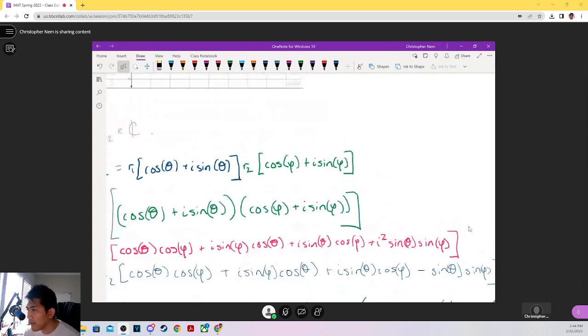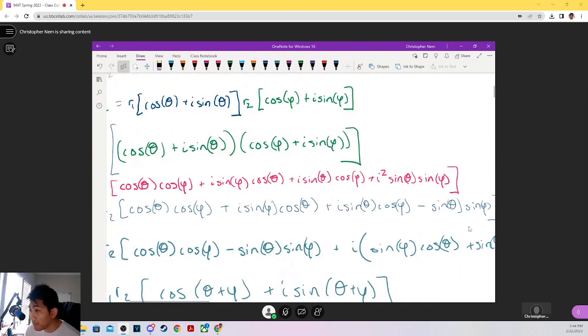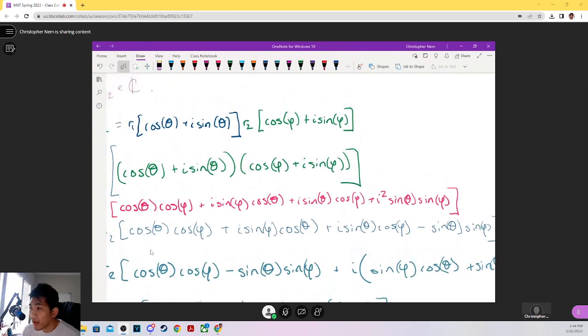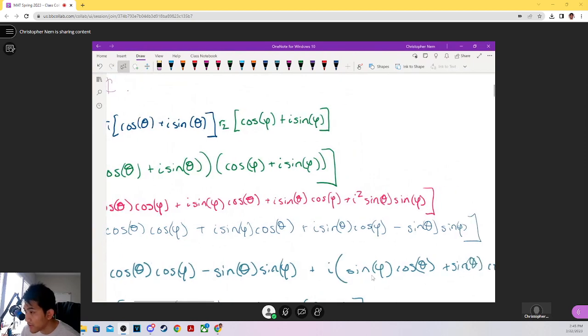This is all great, but notice that some terms have an imaginary component. Some terms are real components. We're going to combine like terms, or you can also think of this as moving all the reals to one side and all the imaginary components to the other side. So I'm going to do that real quick. I have the real components right here: cosine theta cosine phi minus sine theta sine phi. These are my real components. They do not have the imaginary number to it. Whereas for the other component, I can pull out that imaginary component.